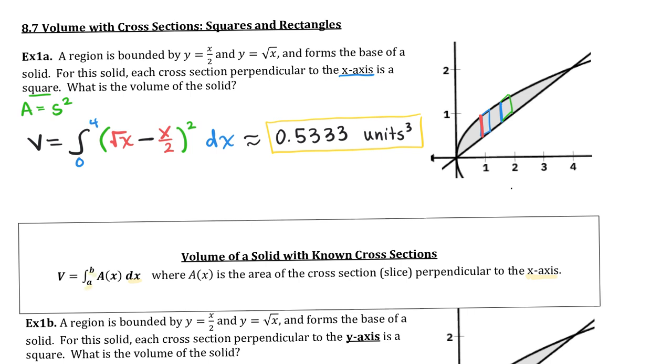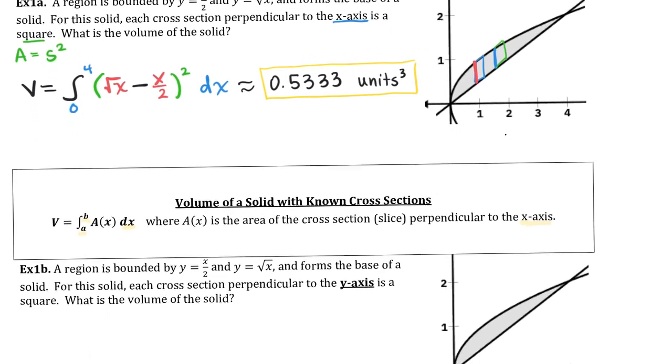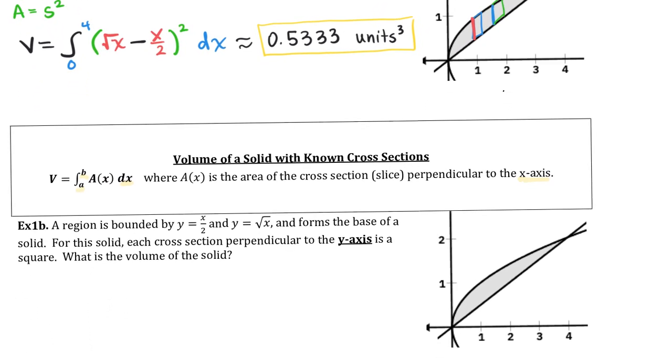Okay, let's look at example 1b, which will be very similar. Example 1b, a region is bounded by y equals x over 2, just like the previous problem, and y equals the square root of x, it forms the base of a solid. For this solid, each cross-section perpendicular to the y-axis is a square. What is the volume of the solid? Okay, so we're still doing a square. It's the same two functions. The only difference is now we're perpendicular to the y-axis, which tells us first that we're going to be doing dy. And if I'm perpendicular to the y-axis, each cross-section is going to go in this direction. Okay, and then it's going to form some kind of square sticking up.